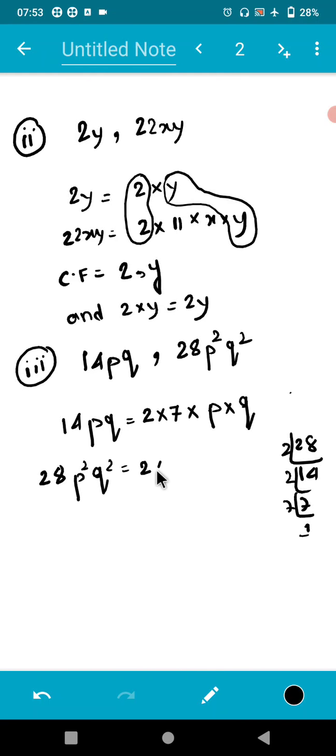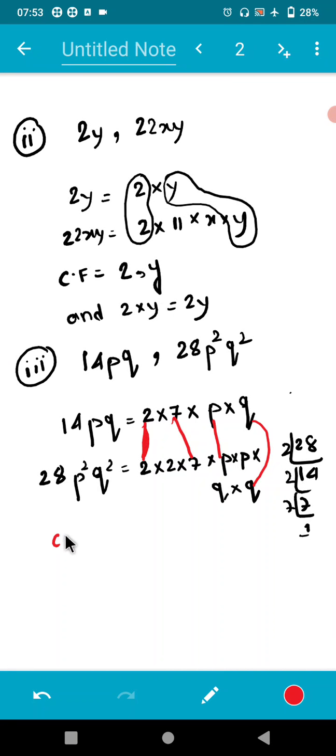So we can write 2 into 2 into 7 into p's, and 2 q's are there. So what are the common factors? These are the common factors. 2 is a common factor, 7 is a common factor, p is a common factor, and q is also a common factor. So we'll write the common factors as 2, 7, p, q.